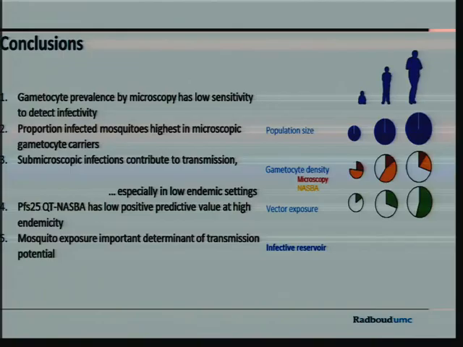And this is just a graphic where you have the population size in our village. We had only 15% of that village under 5, and about 35% was 5 to 15, and the rest were adults. So adults comprise the largest proportion of the population. Microscopy gametocyte carriage was most prevalent in the young children, and almost all of them had gametocytes by NASBA. However, they were not heavily exposed to mosquitoes.